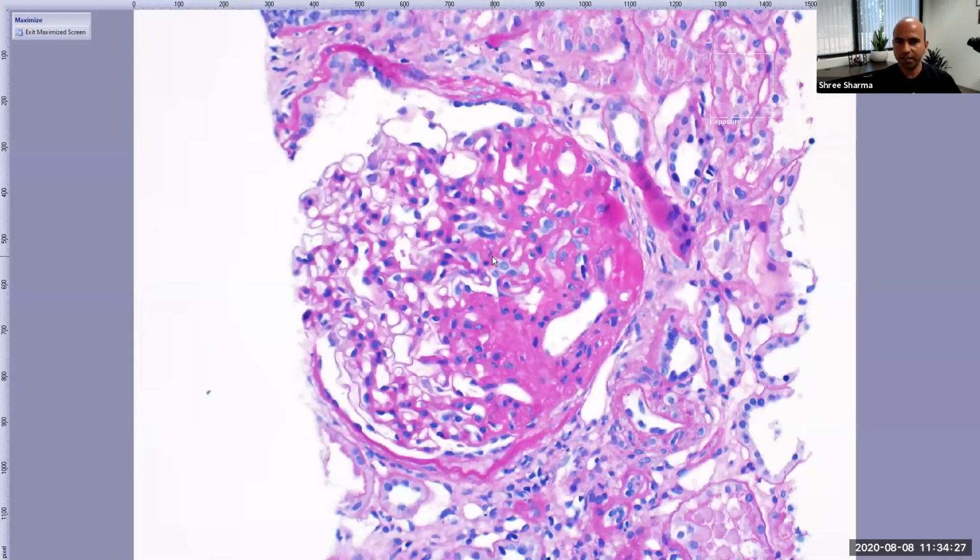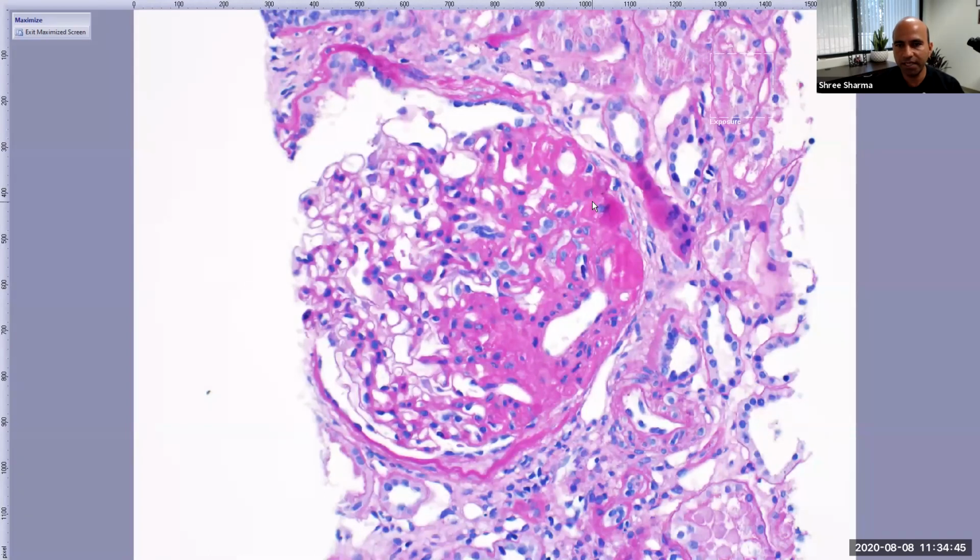So the morphology of segmental sclerosis, once more: obliteration of the glomerular tuft, increased matrix material, entrapped hyaline, and adhesion of the glomerular tuft to the Bowman's capsule. Over here, you don't see any adhesion of the glomerular tuft to the Bowman's capsule, while over here, you see that.